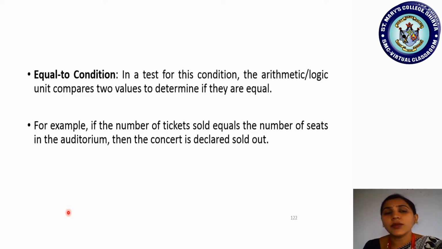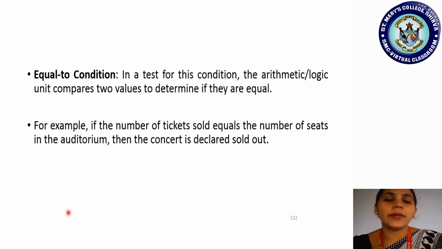So what is that equal to condition? In this particular strategy, the arithmetic logical unit compares two values to determine whether they are equal. So it is going to compare two conditions. If both the conditions become equal, then it tries to execute the things. For example, if the number of tickets sold is equal to the number of seats in the auditorium, then the concert is declared sold out. I hope you all understood this.